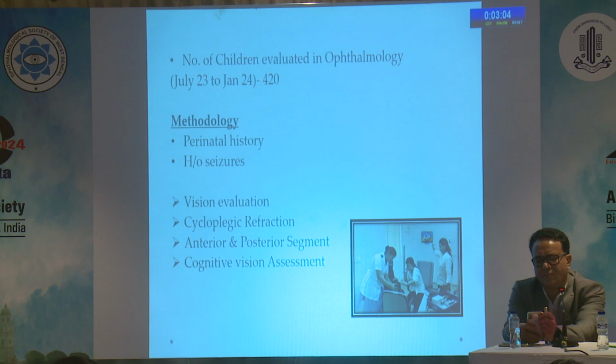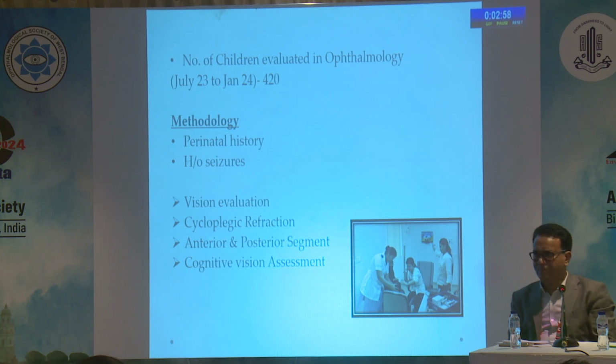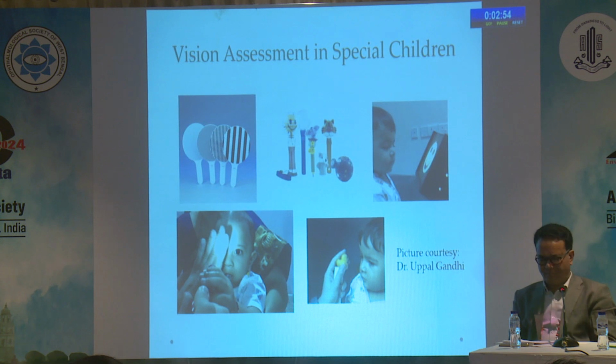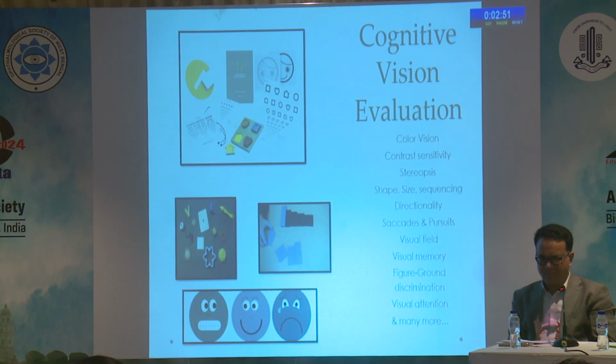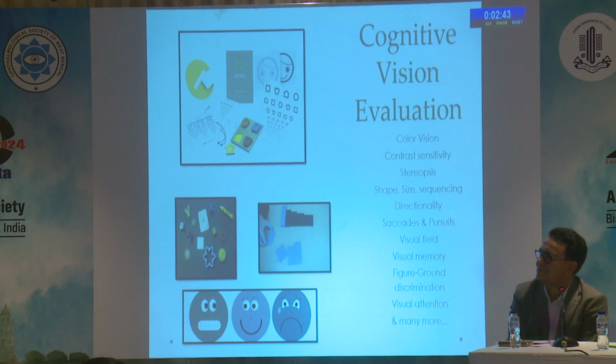The methodology included history-taking, vision evaluation, cycloplegic refraction, anterior-posterior segment evaluation, and cognitive vision assessment. These are what we use to assess the vision in special children. A little about cognitive vision evaluation: it is essentially how the brain perceives the vision, which has a lot of components including color vision, contrast sensitivity, stereopsis, directionality, saccades, pursuits, etc.